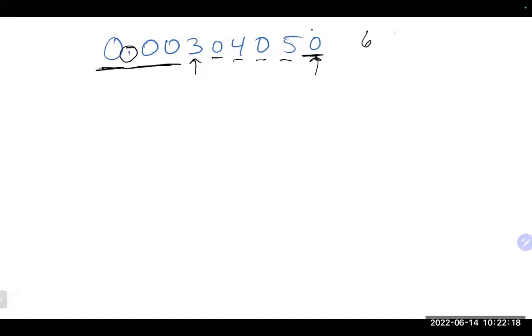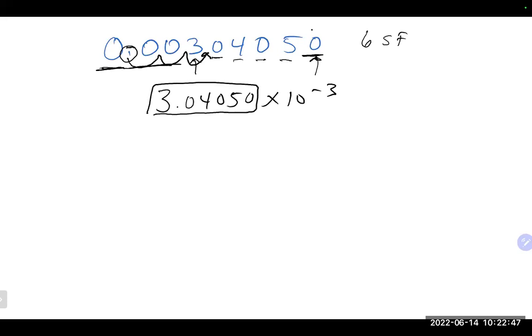Yeah, 6 significant figures, which means when I go to write this in scientific notation, I need to go to the right 1 place, 2 places, and 3 places, giving me 3.04050 times 10 to the minus 3, negative because I went to the right. Positive exponent, large number, right? Negative exponent, small number. So that's a way to remember it. This again still maintains my 6 significant figures when I translated it into scientific notation. Any questions on that one?